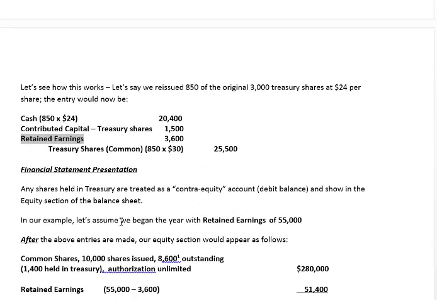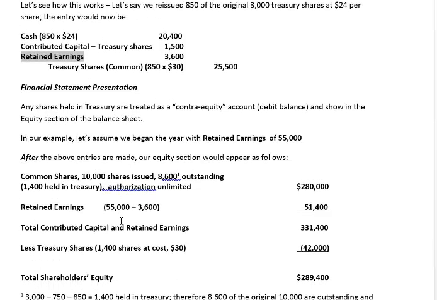Now, if we had to do a financial statement presentation in the equity section to date, remember that any treasury shares that are held with us are treated as having a debit balance. So most equity accounts, common shares, preferred shares, retained earnings, their normal balance is credit. But for treasury shares, their normal balance is debit. So we refer to it as a contra equity or a debit balance account. And we show it in the equity section of the balance sheet at the end by deducting the shares that we have at their cost, what it cost us to buy them.